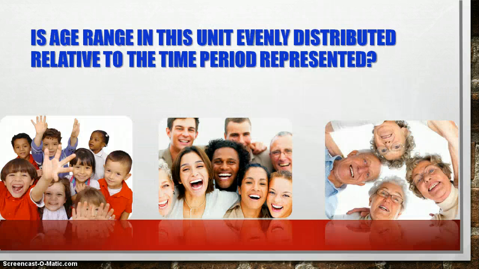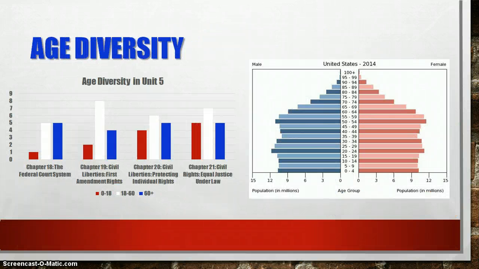The next indicator that I used to analyze the text was age, and the key question I used to analyze this indicator was, is age range in this unit evenly distributed relative to the time period represented? I used pictures to interpret the age distribution in the unit and used indicators such as hair color, such as gray or balding, obvious signs of aging such as wrinkles or facial hair, and obvious signs of puberty to interpret whether a person was young, middle-aged, or old.